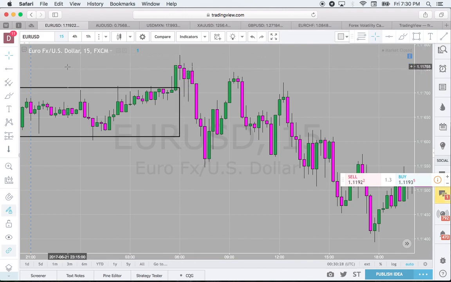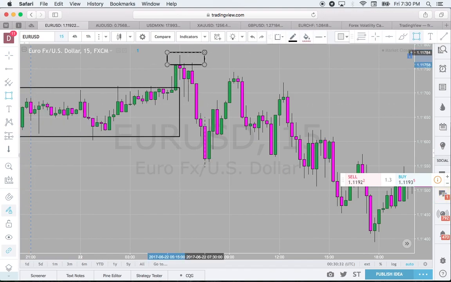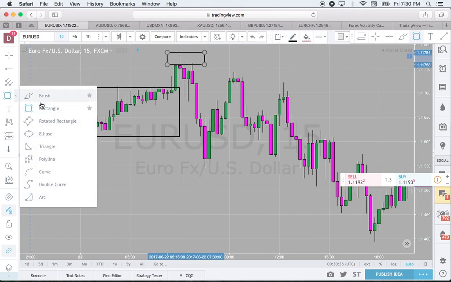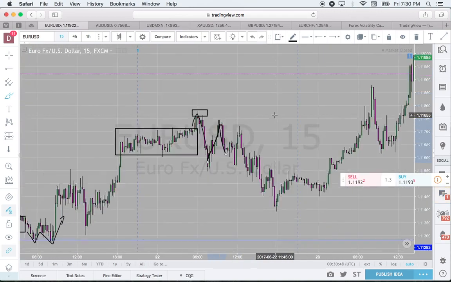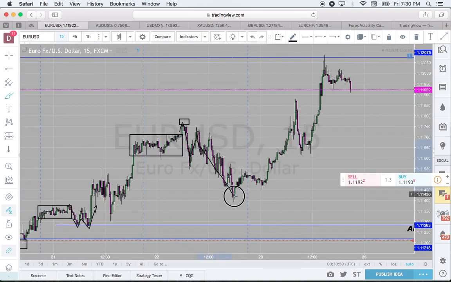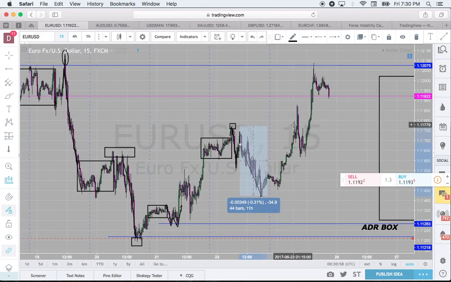the dealer working this high. Liquidity is trapped in that range. If we didn't enter upon seeing this, we could have entered upon seeing that M formation and then went against the trend for a nice 35 pips or so.